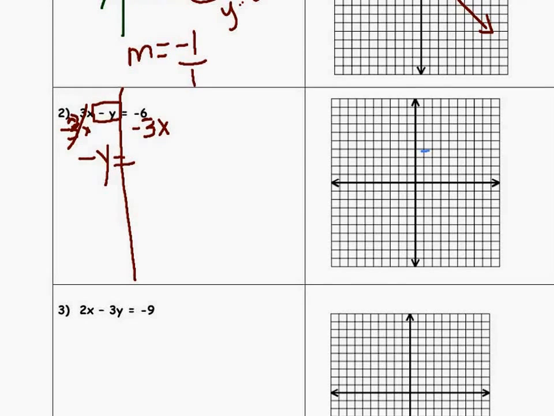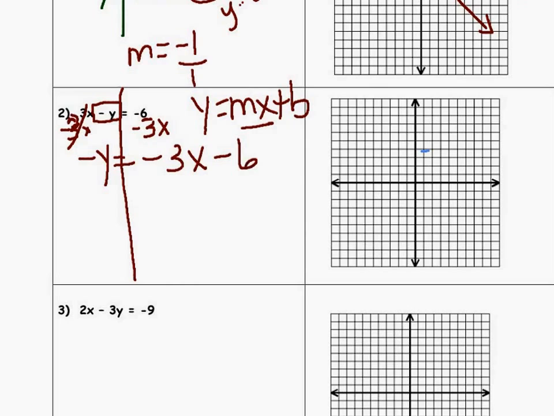Because I'm trying to get this in y equals mx plus b form, I am not going to want to put minus 6 first. I want to put my minus 3x first, and then my minus 6. Now, I almost have this in y equals form. The only thing that's wrong is I have this negative out here in front of this y, and we know that that is actually a negative 1 that's multiplied by y. So we're going to do the opposite of multiply, which is divide by negative 1. And remember, if you do that on one side, you have to do it on the other, and you have to do it to every single term.